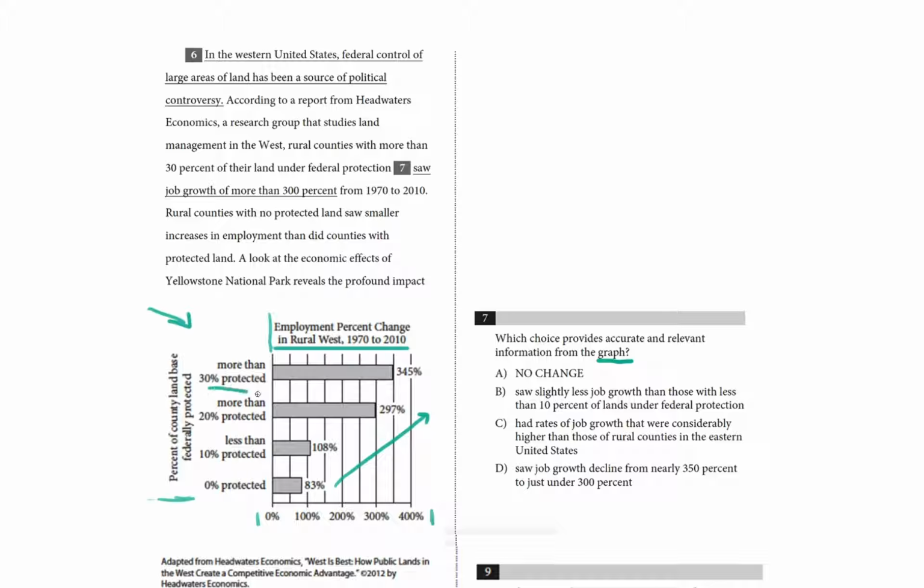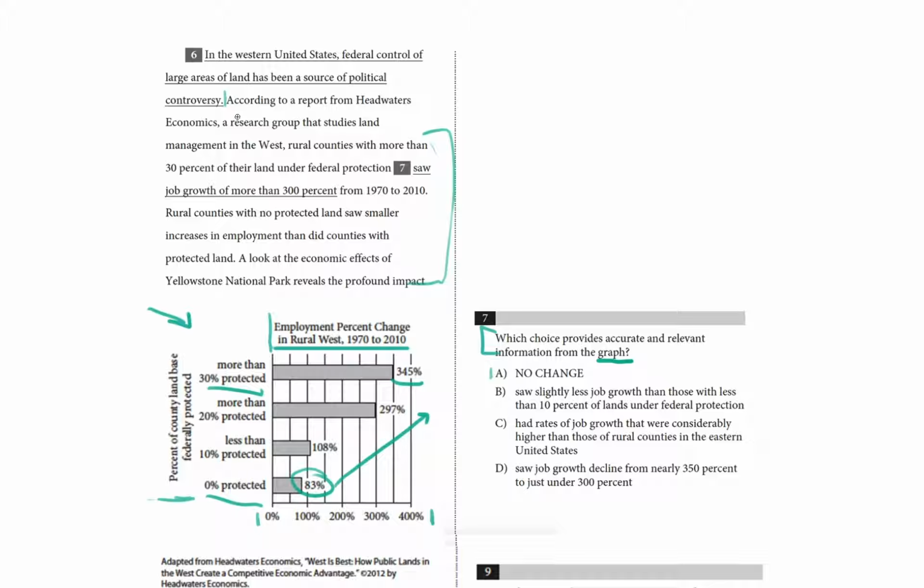So if the county is more than 30% protected, you have employment growth of 345%. If it's 0% protected, the growth still exists, but it's only 83%. So let's take a look at the question, which is just going to ask us to interpret the graph and see which choice that fits into this paragraph matches the information from the graph. So let's take a look.